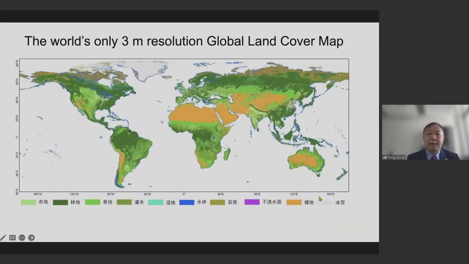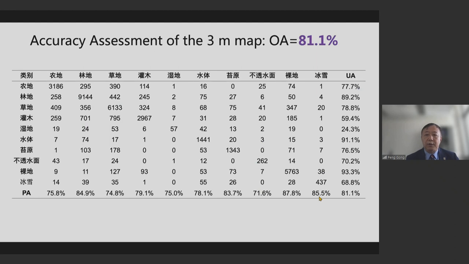So again, at the global scale, looking at the product at 3 meter resolution doesn't really help us a lot. So they are similar to a 30 meter resolution when we look at them at this level of detail. I'm sorry, these are basically agricultural, forest land, different types of land. They're producer's accuracy and user's accuracy. So I try to show you that with 3 meter resolution, the overall accuracy can be better than 80%.